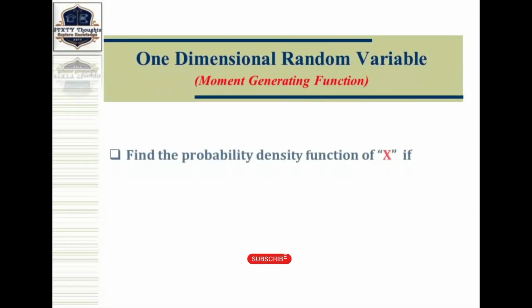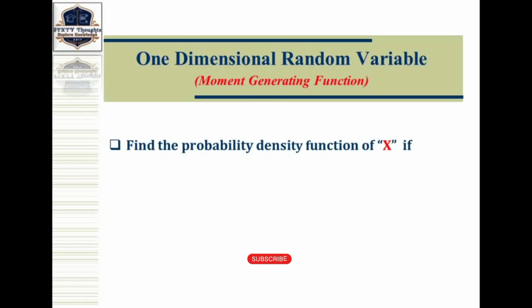In this video lecture, we will discuss one interesting topic. Find the probability density function of a one-dimensional random variable capital X if the cumulative distribution function is capital F of x equal to 1 minus e power minus lambda x, x greater than 0. If x less than or equal to 0, the cumulative distribution function capital F of x equals 0.